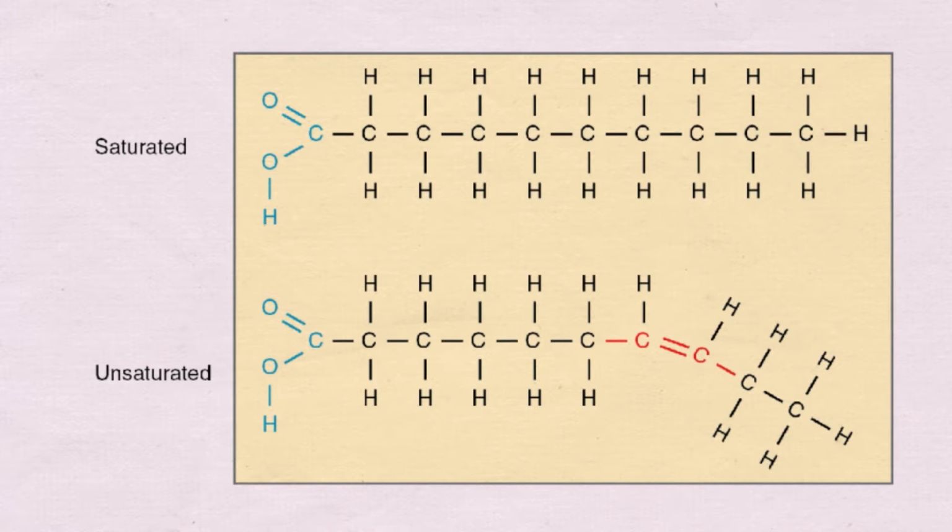Unsaturated fatty acids have carbon-carbon double bonds. These double bonds make the fatty acid chains bent. As these fatty acids bond with the glycerol molecule, they take up more space and are therefore less dense. This is why unsaturated fats are usually liquid at room temperature.